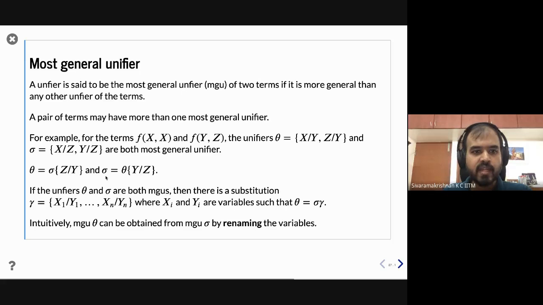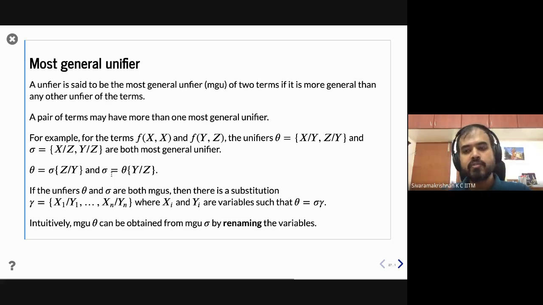And similarly, you can get sigma from theta by composing that with y slash z, right? So if you replace y with z here, you get xz. And this y replaces to z, but we get zz, we drop it, and we include yz. So you get sigma. So theta and sigma are both MGUs.